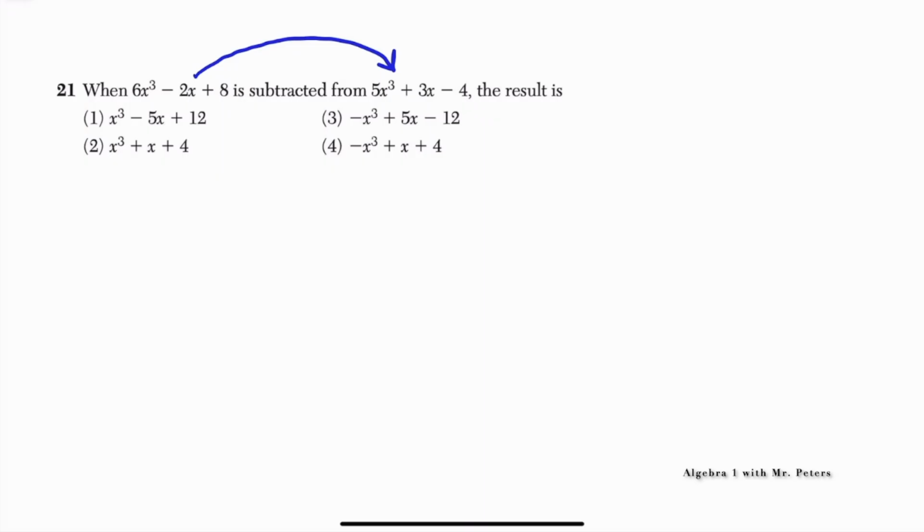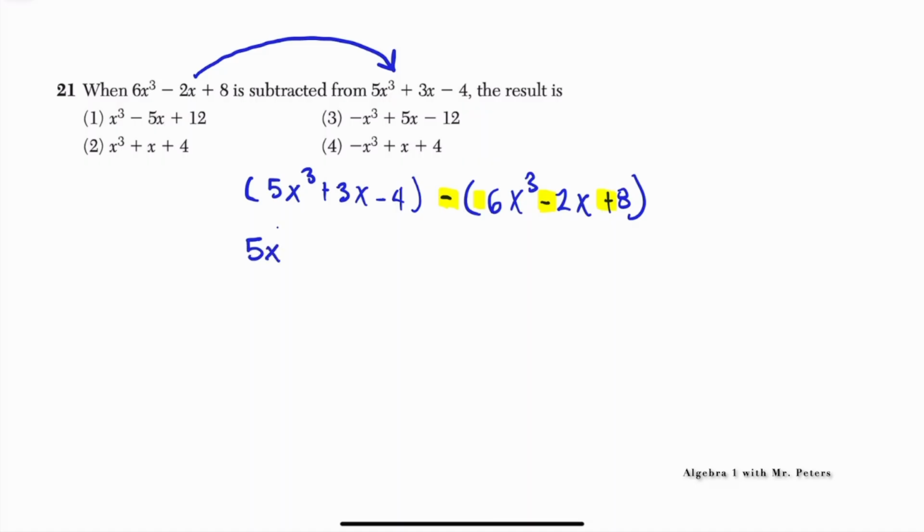So when we set this up, we should have 5x to the third plus 3x minus 4. And then we are going to subtract that second expression, which is 6x to the third minus 2x plus 8. Now, a key concept here is understanding that this negative is going to apply to each and every one of the terms in the parentheses. So when I go to my next step, we're going to drop the parentheses for the first expression because it stays the same. And then the second expression, all the signs are now going to switch.